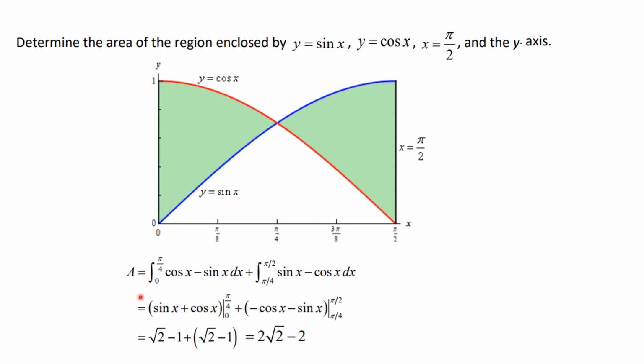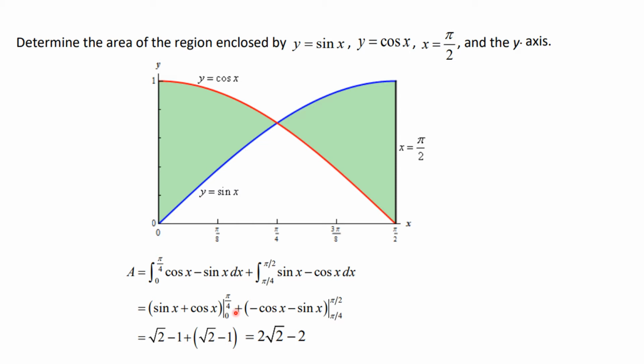So the area is going to be the integral from 0 to pi over 4, the cosine is on top, minus the sine, plus the integral from pi over 4 to pi over 2, and now the sine is on top and the cosine is on the bottom. So then we do these integrals. The antiderivative of the cosine is the sine. The antiderivative of the minus sine of x is the cosine of x.